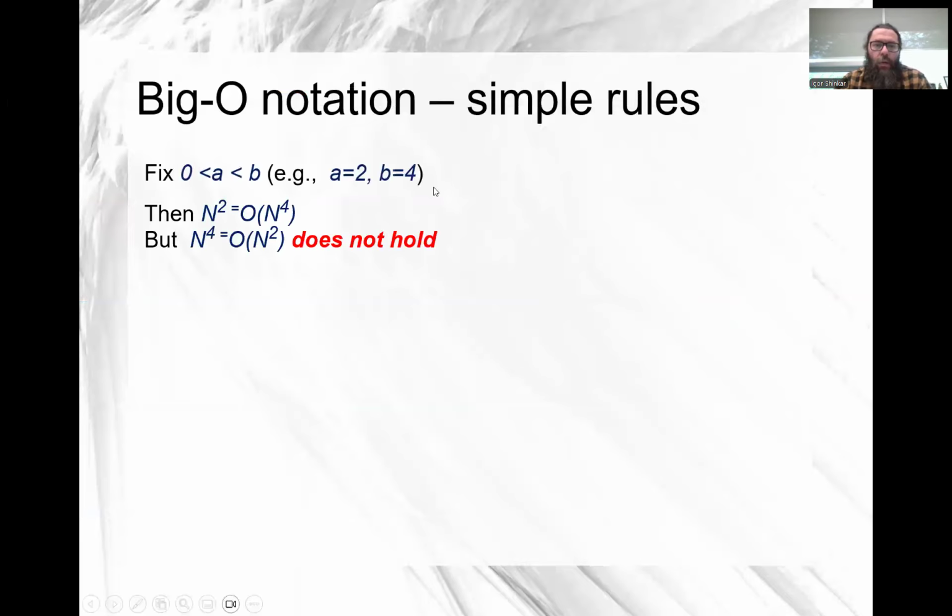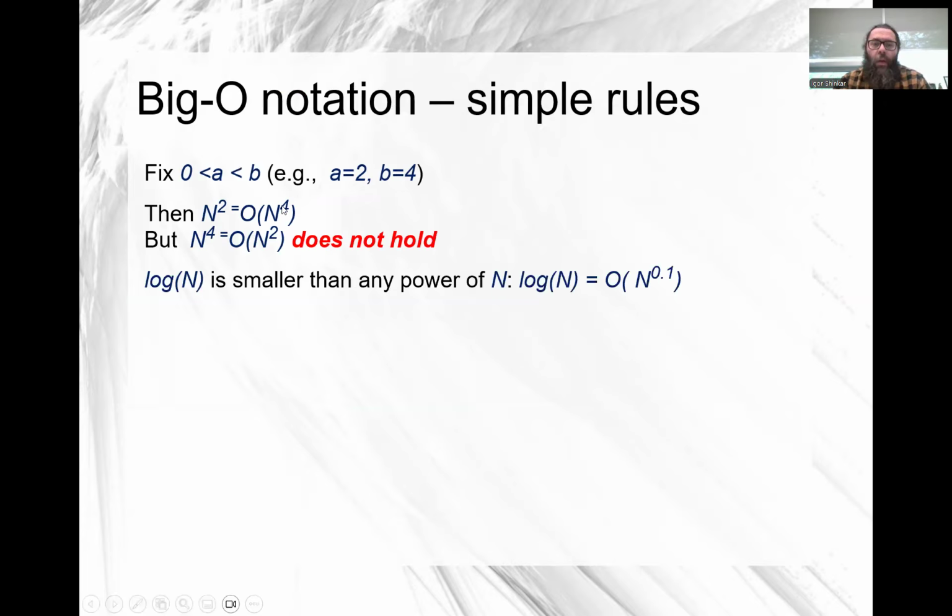If we take n squared and n to the 4, yeah, it's true that n squared is essentially smaller than n to the 4, but in the other direction, it doesn't hold, right? Because n to the fourth divided by n squared goes to infinity, while this one is upper bounded. Log n is smaller than any power of n. Okay, so log n is less than the square root of n or n to the 0.1.